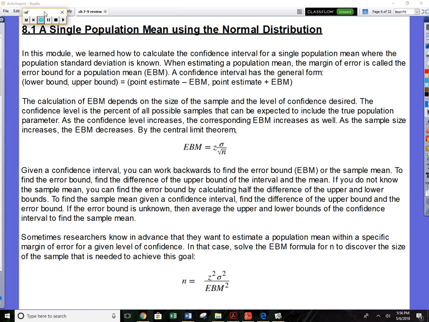Alrighty, chapter 8. Let's see, confidence intervals. So 8 was not too bad. Most of it's calculator stuff. Let's see, 8.1. A single population mean using the normal distribution. So in this module, we learn how to calculate the confidence interval for a single population mean, where the population standard deviation is known. When estimating the population mean, the margin of error is called the error bound.